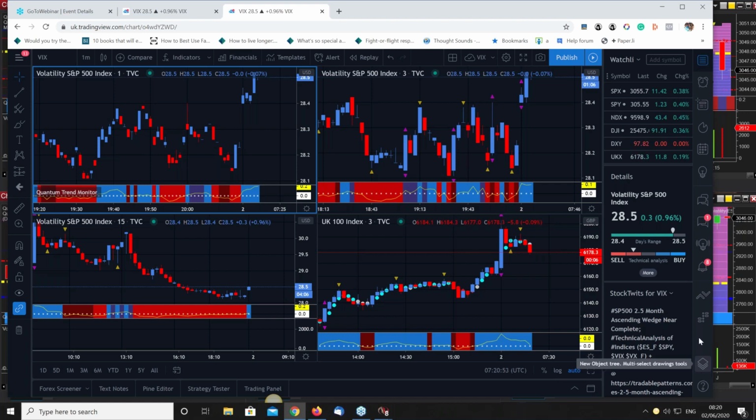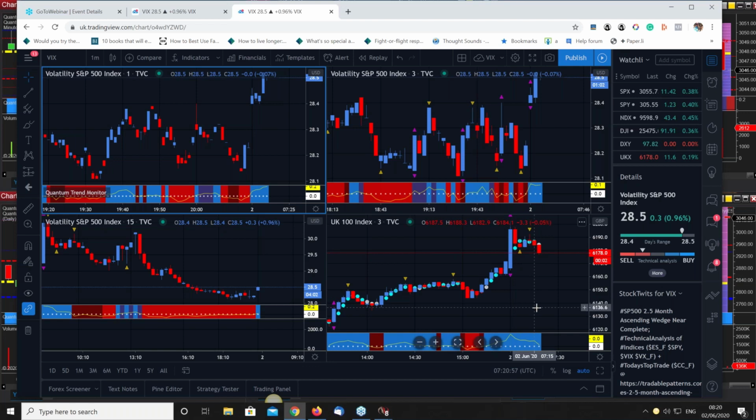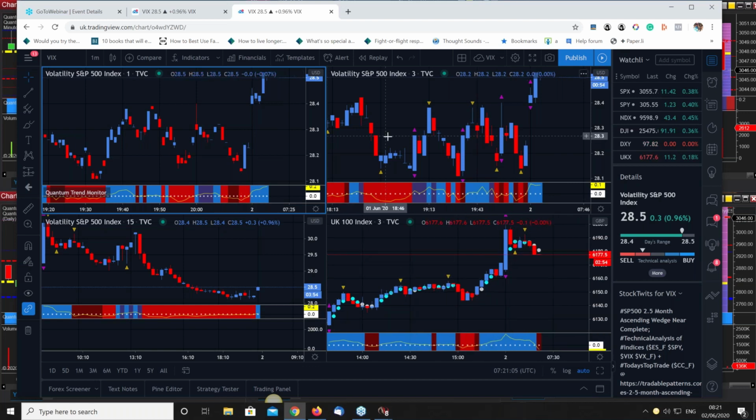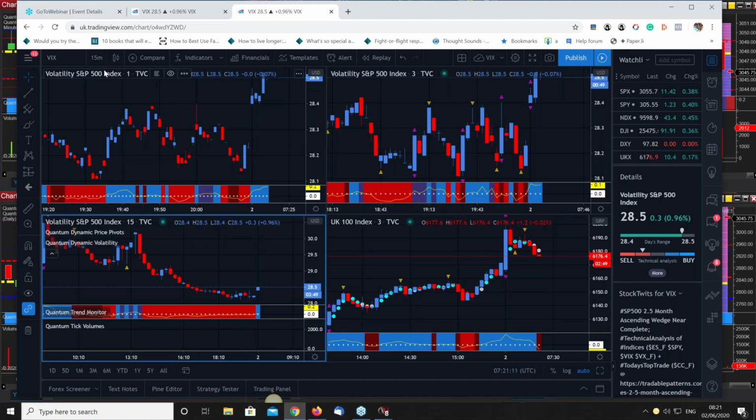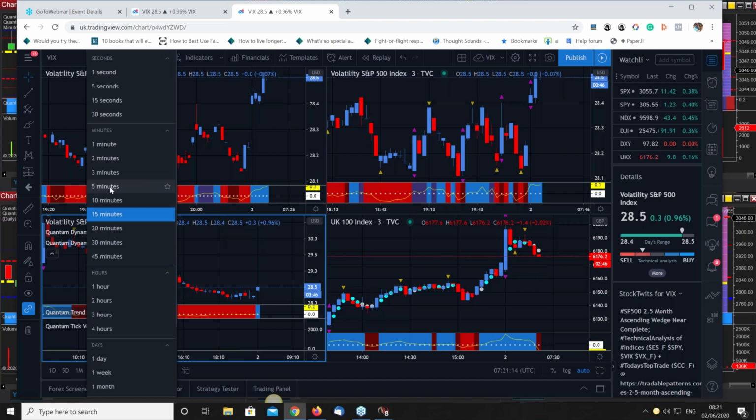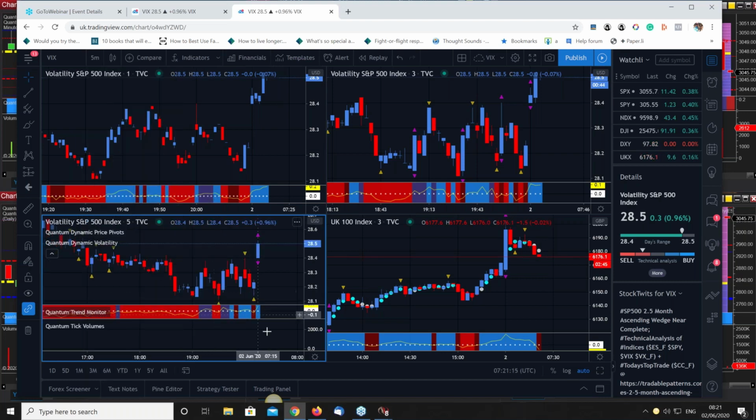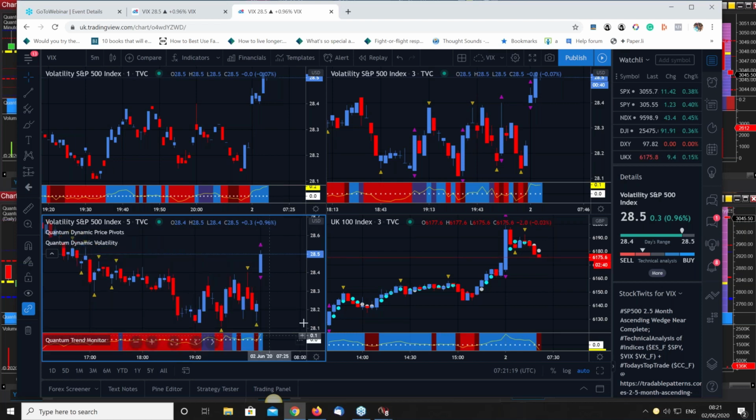And this is a nice example. This is on TradingView. In the bottom right, we've got the UK 100, which is the FTSE 100 index. And then up round here, I've got the volatility index on 1 minute, 3 minute, and 15 minute. So I've just changed that over to 5 minute. There we go, change that to 5. Let's take that off. There we go, right.